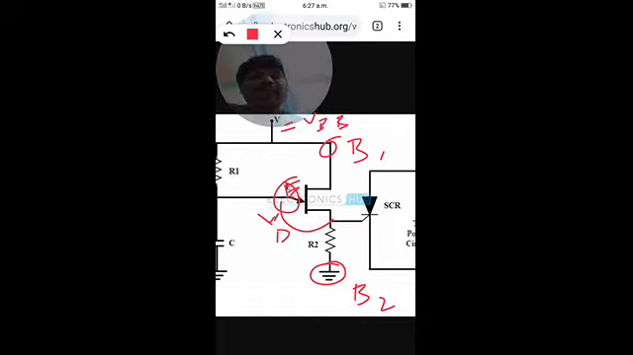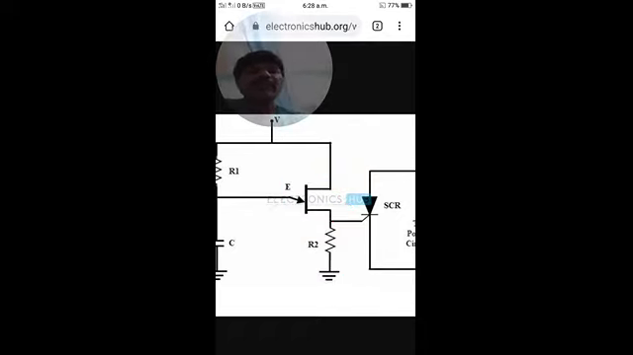Resistance R2 is the resistance present in the base 2 region, from this part to this part. And we have one more resistance, R1, which is the resistance present in the base 1 region, from the emitter to base 1. So R1 is the resistance from emitter to base 1, and R2 is the resistance from the emitter to base 2.